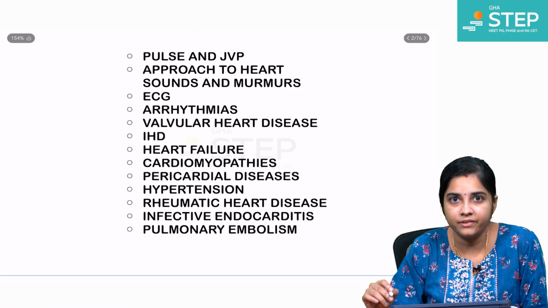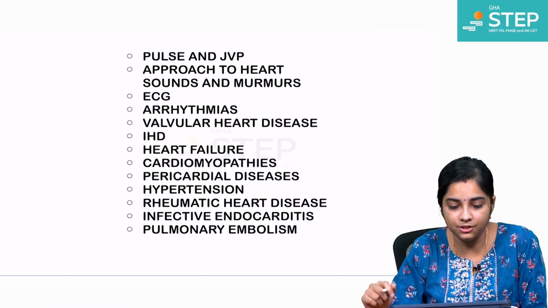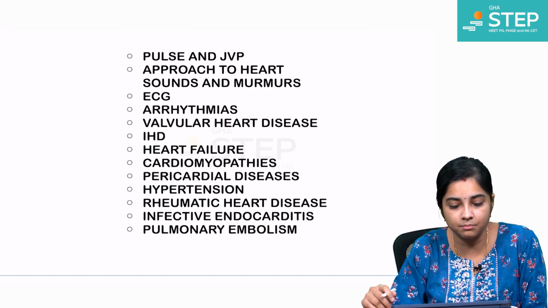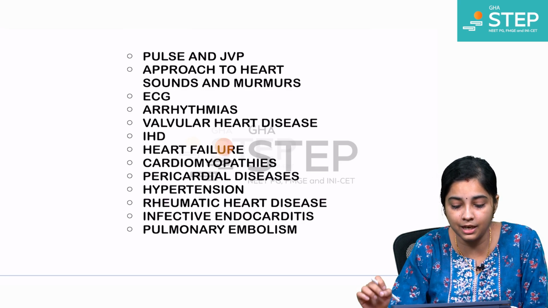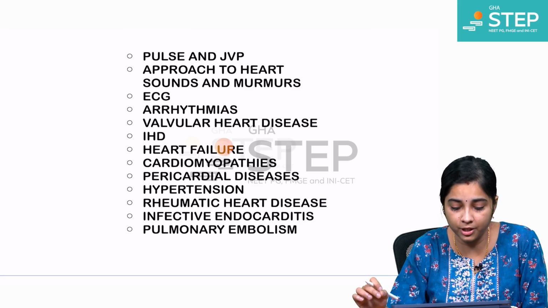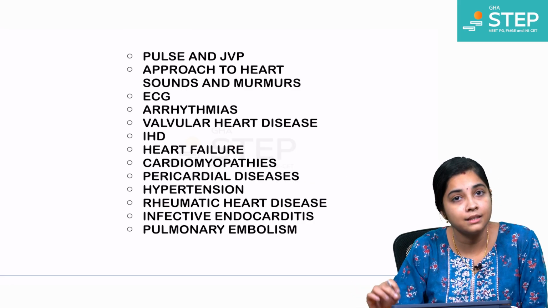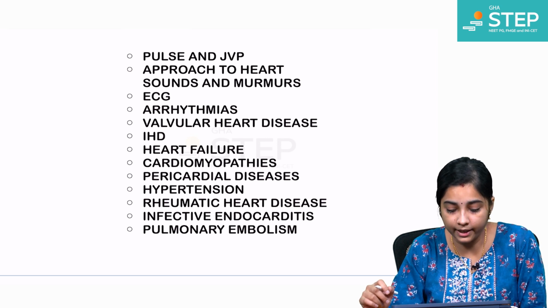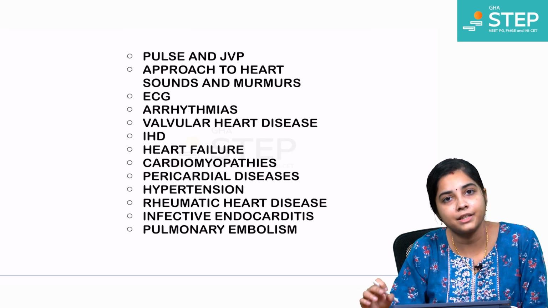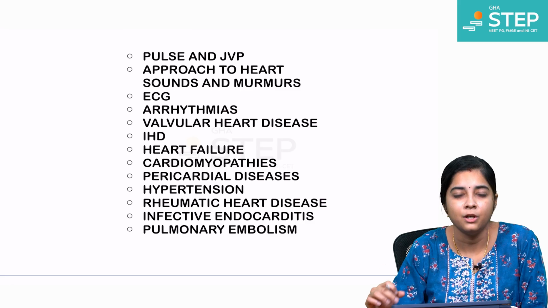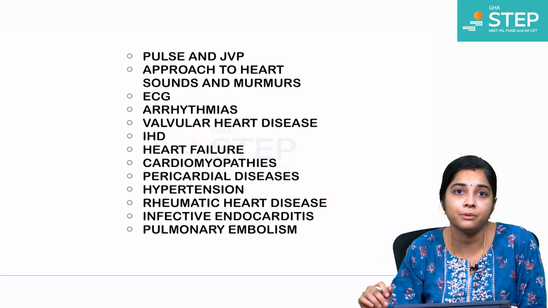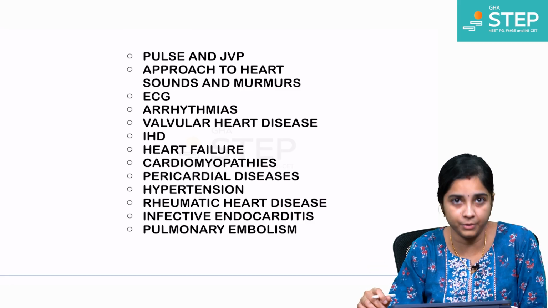So what are the topics that we will be covering today? We have pulse and JVP, approach to heart sounds and murmurs, ECG, arrhythmias, valvular heart disease, ischemic heart disease, heart failure and cardiomyopathies, pericardial diseases, update on the latest hypertensive guidelines, rheumatic heart disease, infective endocarditis and pulmonary embolism. So these are the most high yield and frequently repeated topics which have been asked in the previous years.